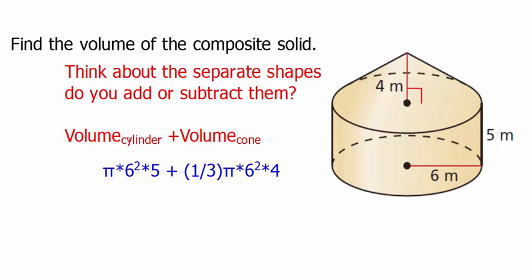Volume of the cylinder, pi r squared times the height. Volume of a cone, 1/3 pi r squared times its height. The heights can be different things. Then we number crunch those things, and we get 716.3 meters cubed.